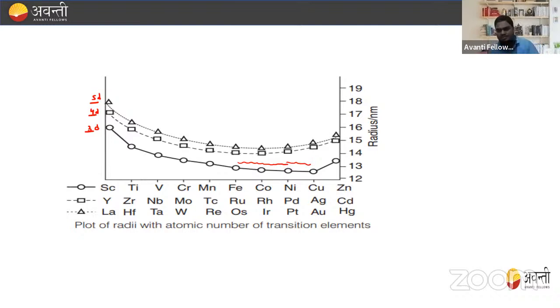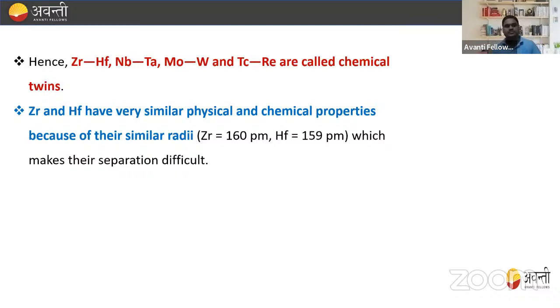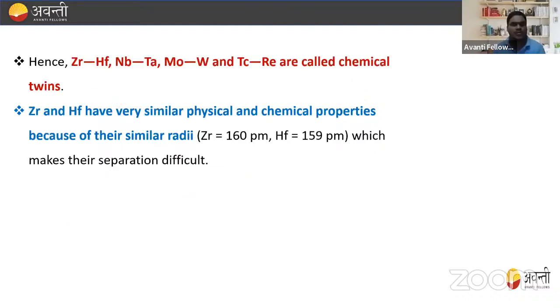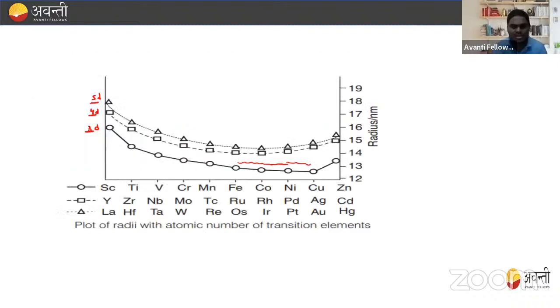I hope this is clear to you. 4D and 5D subshell, sorry. So I hope this is clear, how atomic radius, how atomic size varies in the transition elements. Right. Now, hence we can say that zirconium and Hf, Nb and Ta, right? Where is zirconium and Hf? This is zirconium and Hf, Nb and Ta, right? Tungsten and molybdenum, Tc and Re are called chemical twins. So they are called chemical twins.